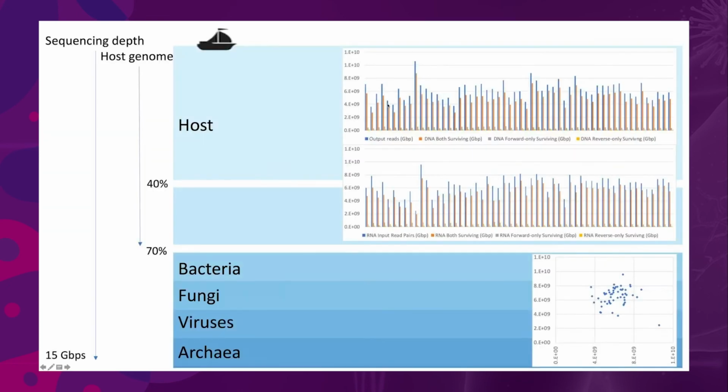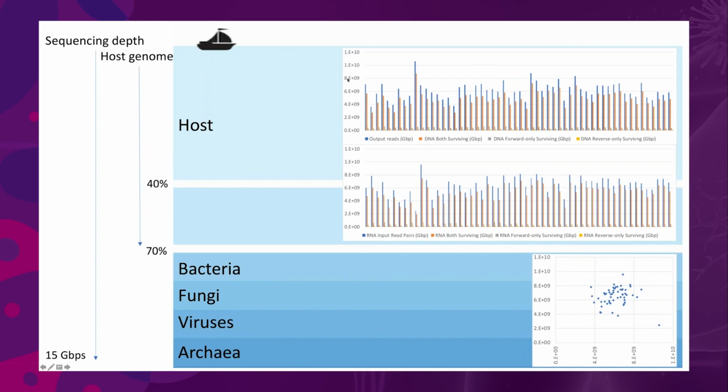And basically, what we're doing when we try to adjust our sequencing depth is like fishing. We have different types of fishes in the different sea levels. So with our processing, we drop our host contamination on average by about 60 to 70%. This allows us, by using about 15 gigabase pairs per swab, to have a very good description of bacteria, fungal, viral, and archaea species within our metagenomes.